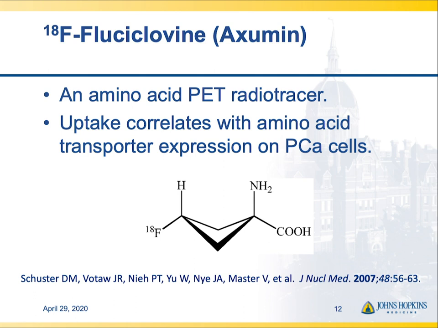Fluciclovine, or Axumin, is sort of the new kid on the block. This was approved in 2016 for biochemical failure in prostate cancer patients. It's an artificial amino acid PET radiotracer. Uptake correlates with amino acid transporter expression on prostate cancer cells. And for whatever reason, prostate cancer really does have a lot of these amino acid transporters, and this agent will localize in prostate cancer pretty well.